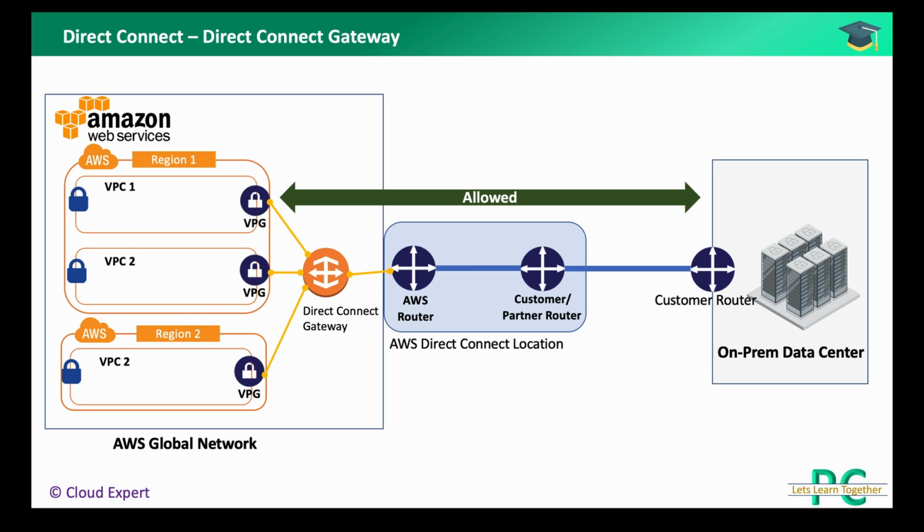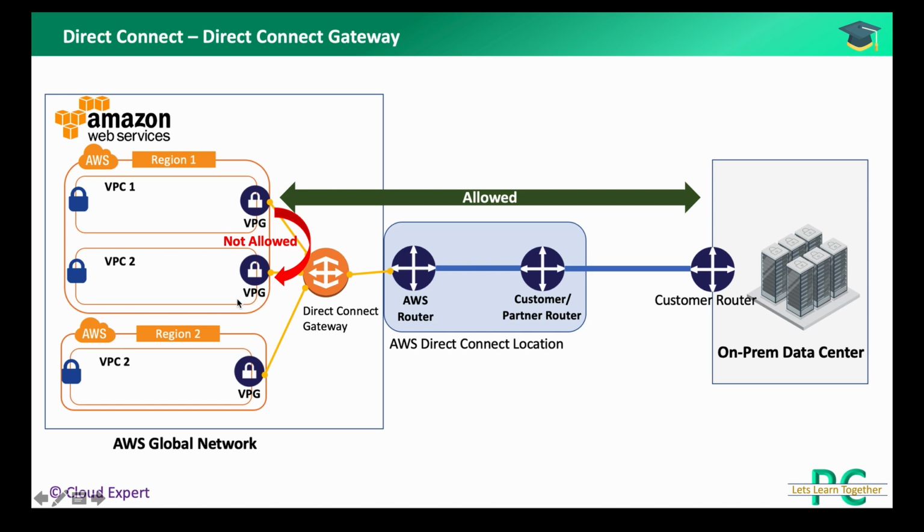Now in terms of traffic flow, any traffic between your VPC or between your region to data center is allowed. So you can understand, using the Direct Connect gateway, any traffic from VPC 1 or VPC 2 in region to VPC 2 will flow to the on-premise data center and vice versa. That means any traffic from the on-prem data center will be able to reach these VPCs. But there will be no connectivity between VPCs in the same region or in different regions. That means there will be no connectivity between the VPCs.